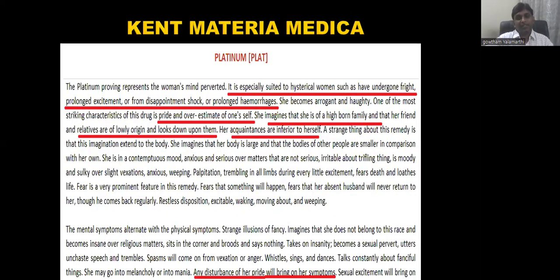What Hahnemann's Materia Medica says: it is especially suited to hysterical women such as have undergone fright or prolonged excitement, disappointed shock, or prolonged hemorrhages. From this state, she becomes arrogant and haughty. One of the most striking characteristics of this drug is pride and overestimation of oneself.